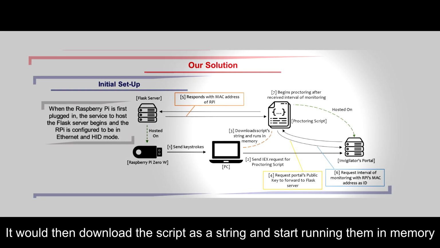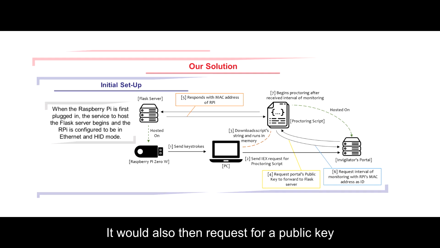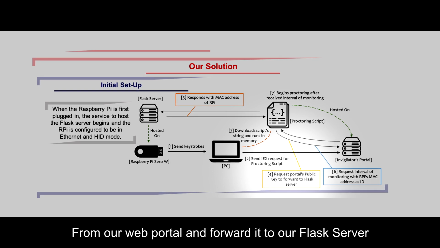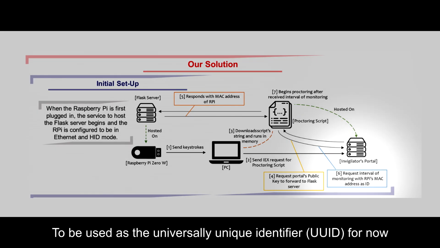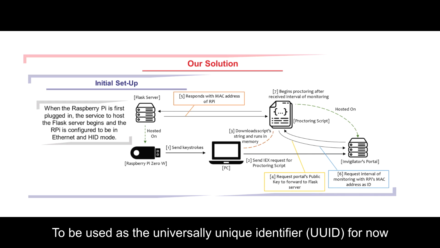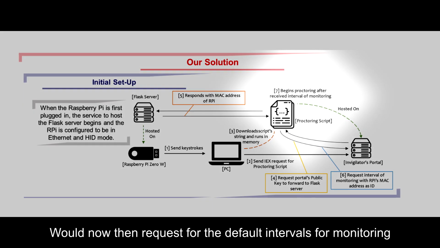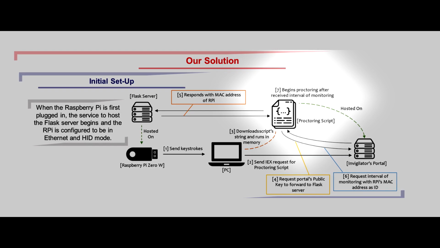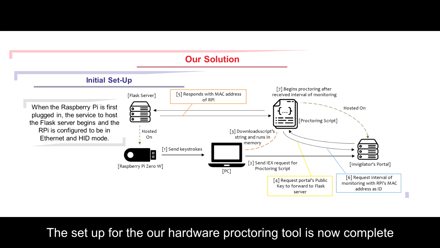It would then download the script as a string and start running it in memory. It will also then request a public key for asymmetric encryption purposes later on from our web portal and forward it to our Flask server. Our Flask server would then respond with its MAC address to be used as a universally unique identifier for now. The proctoring script running on the student's PC would then request the default intervals for monitoring from the web portal. And following that, the setup for our hardware proctoring tool is now complete.